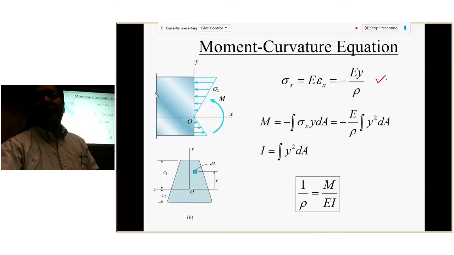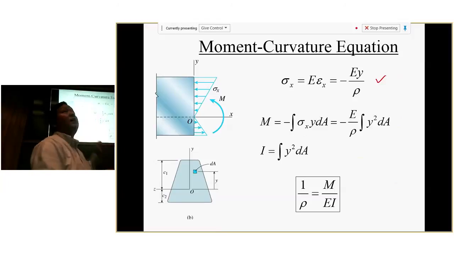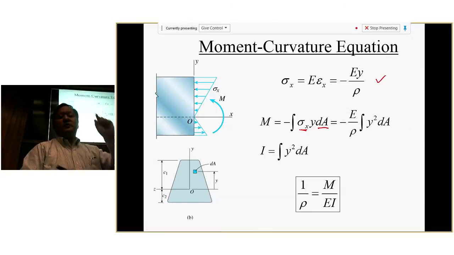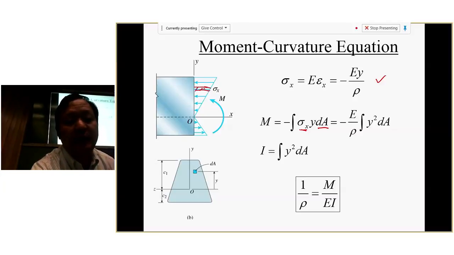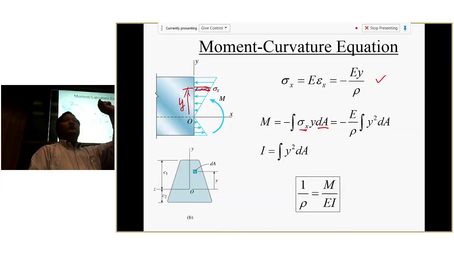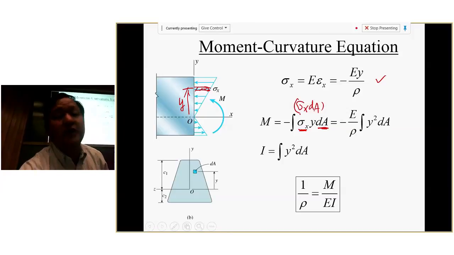I'm just copying the stress equation here again. Now, how do you calculate the moment generated by the stress sigma? It should be the stress times the area, dA. That gives you force. Say you choose an arbitrary location here, at a distance y. How much force do you have there? It should be the stress there times that small area there. So we have sigma x times dA. That gives you the force there.